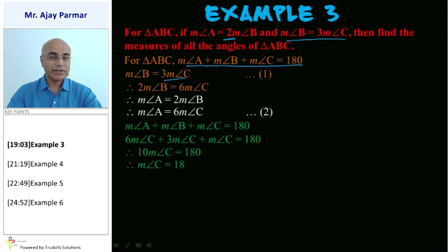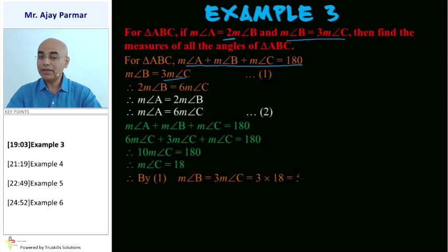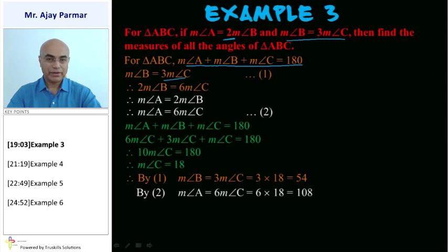We know measure angle C, so we can find out measure angle B very easily. That is 3 into 18, that is 54. And similarly we can find out measure angle A, that is 6 into 18, and that is going to be 108. So measure angle A, measure angle B and measure angle C, all of them we have found out as respectively 108, 54 and 18.